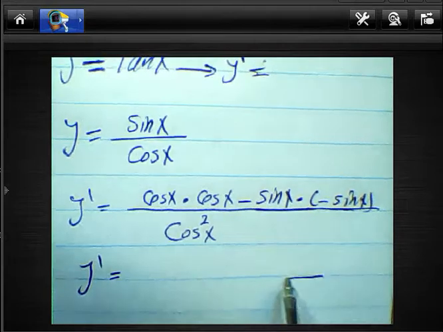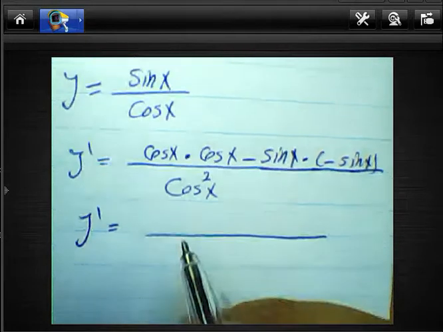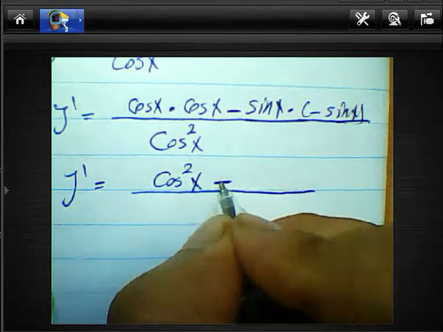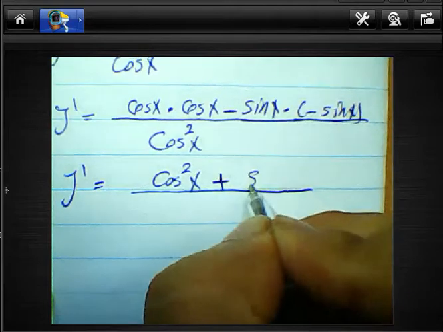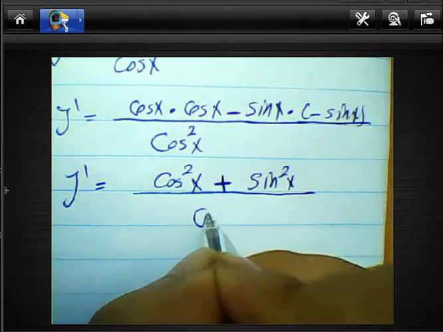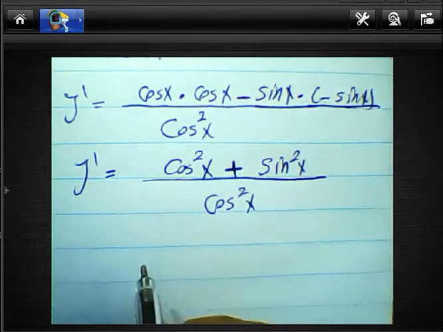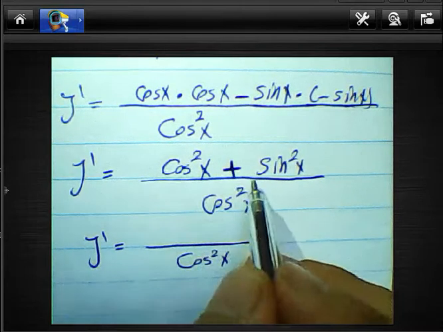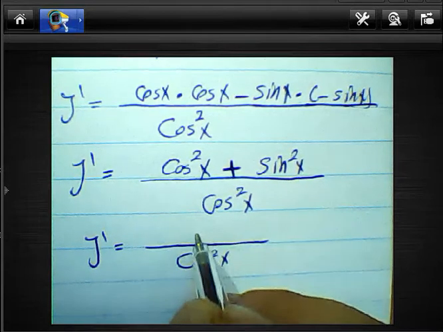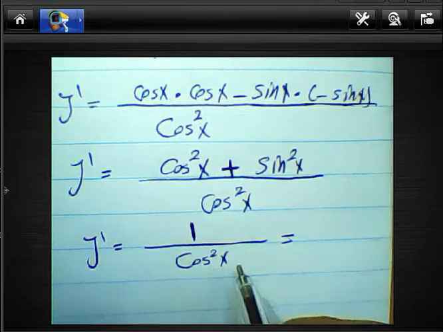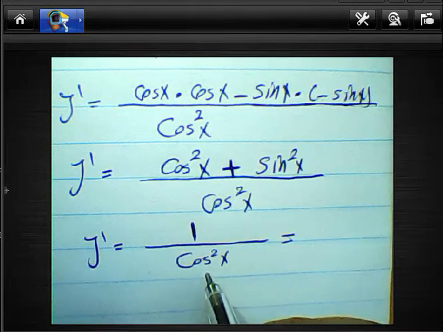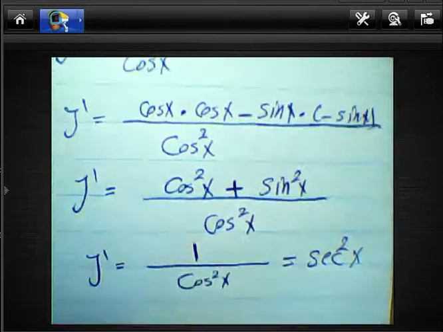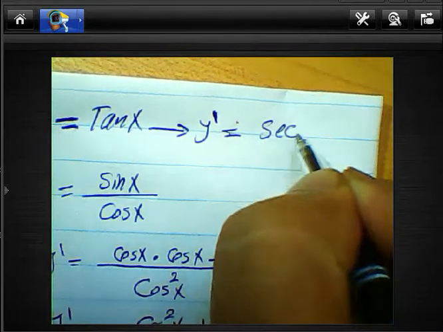y dash equals cosine x multiplied by cosine x equals cosine squared x. Negative times negative equals positive, sine x multiplied by sine x equals sine squared x, over cosine squared x. We know this identity: cosine squared x plus sine squared x equals 1, over cosine squared x. We can simplify it. 1 over cosine will be sec squared x. Then the derivative of tan will be sec squared x.